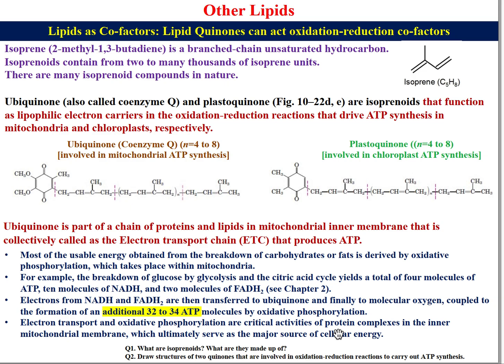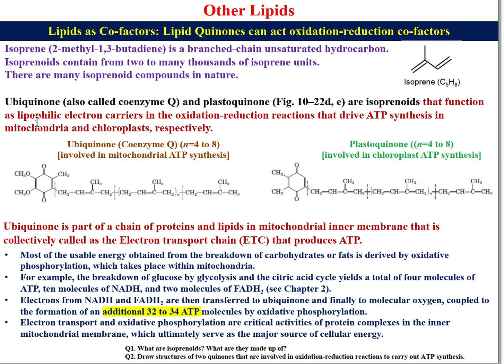An isoprene unit is a branched unsaturated hydrocarbon, and isoprenoids contain two to many thousands of isoprene units. They are the main isoprenoid compounds in nature. Ubiquinone, also called coenzyme Q, and plastoquinone are isoprenoids. Ubiquinone is found in the mitochondria of mammals, and plastoquinone is found in chloroplasts.